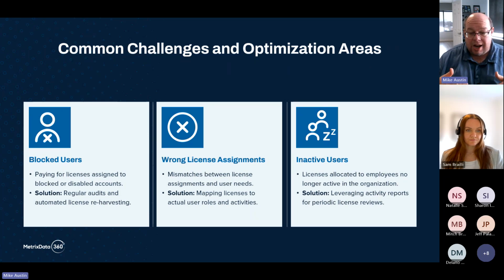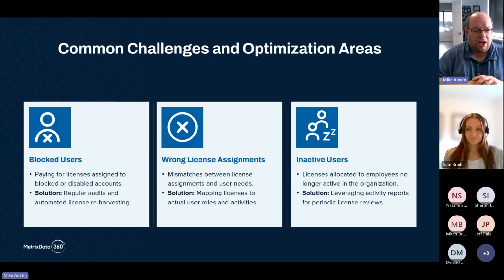So the conversation a lot of times we have around inactive users and being able to harvest those licenses is, we don't know which of these users are on maternity leave or on leave. And so if they're on leave, we don't want to remove their mailboxes and things like that and then have that become a problem. So again, it's a governance challenge for these organizations to be able to go and reclaim that.